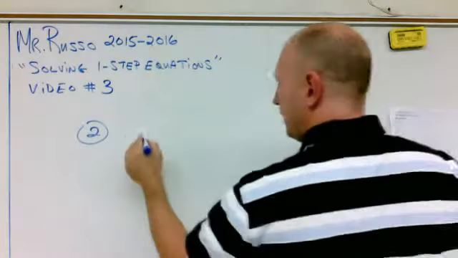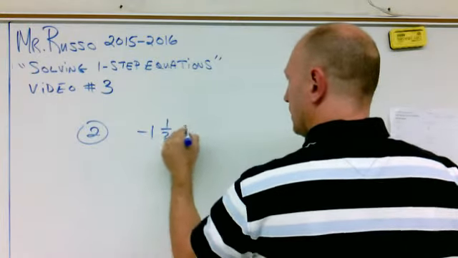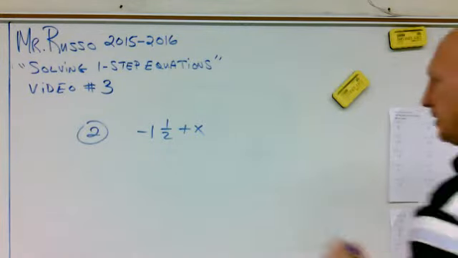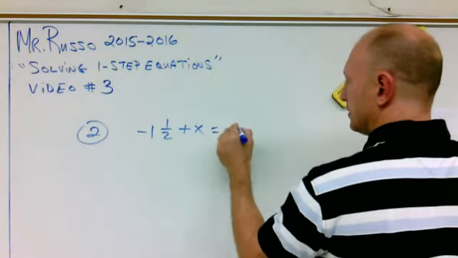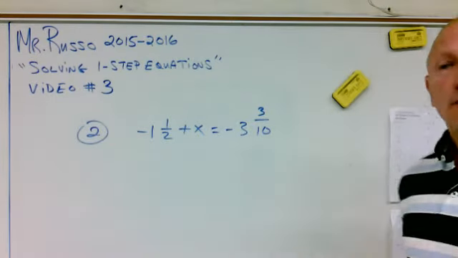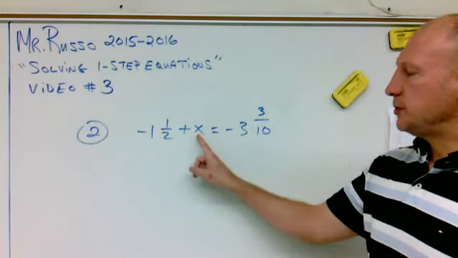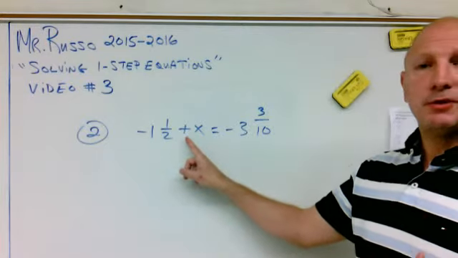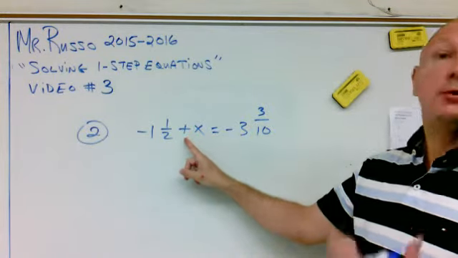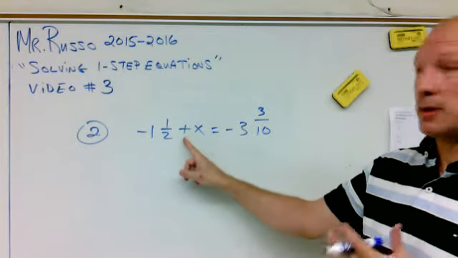Negative 1/2 plus x equals negative 3 3/10. Okay, so from here, I go to where my variable is. I notice that there's a plus or minus in between. So the opposite of that is going to be, so now I'm doing an adding and subtracting step. Right, so I acknowledge that.